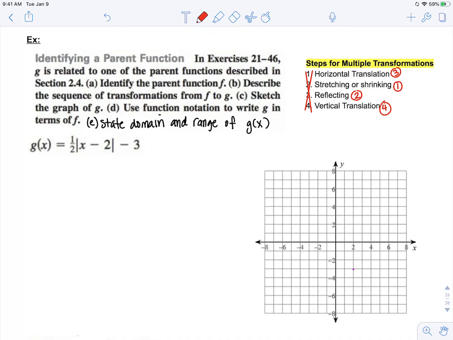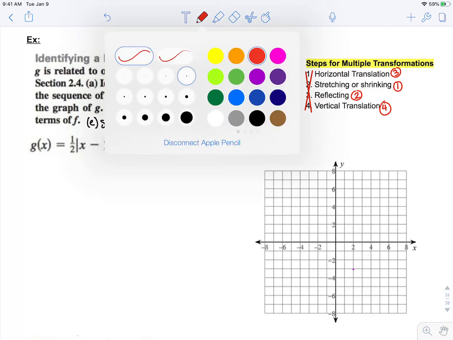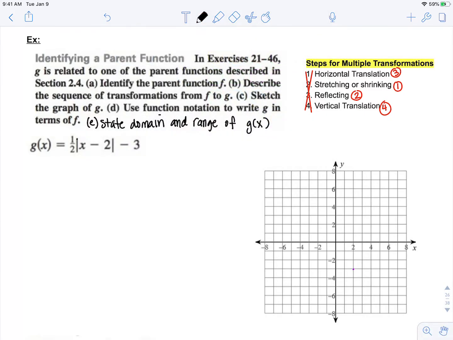Here, g of x is 1/2 absolute value of x minus 2 minus 3. So the first thing I can see from these absolute value signs is, for part A, that our parent function is f of x equals absolute value of x. Now for part B, we want to discuss the transformations that we see.